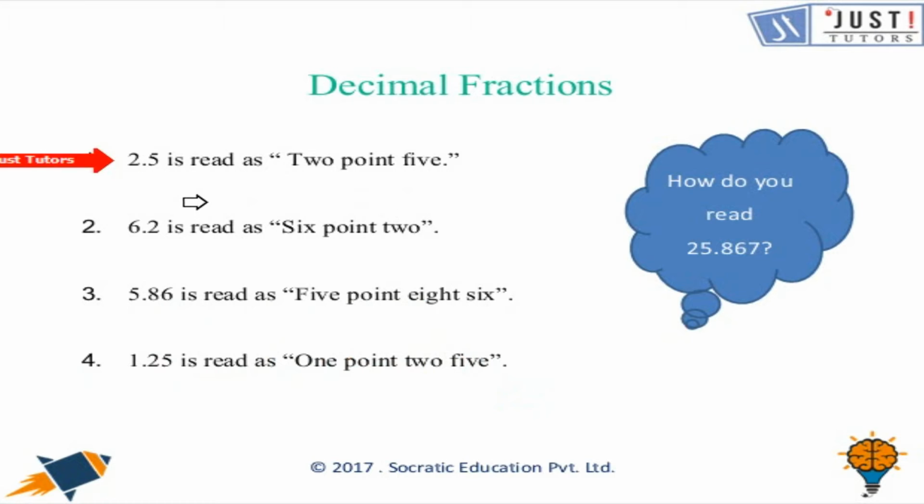So let's have a look at what's written here. This number is read as 2.5. This is read as 6.2. This is read as 5.86, and this is read as 1.25. What does the think bubble say? It says, how do you read the given number? So it can be read as 25.867.